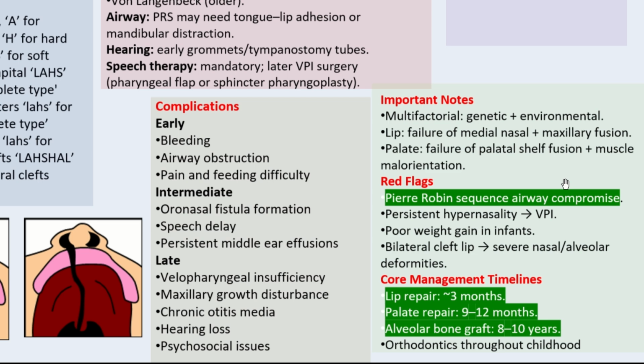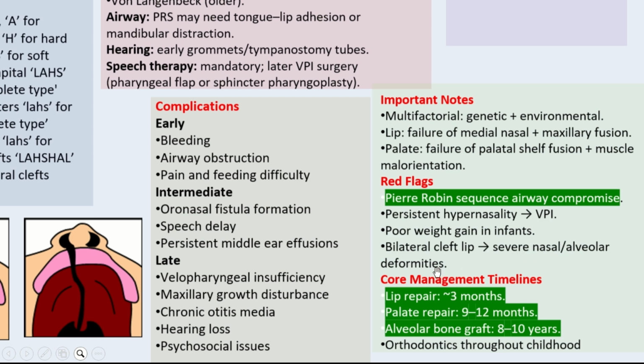Then the red flags: in Pierre Robin sequence, they are going to have airway compromise because of glossoptosis. There's persistent hypernasality, and that is velopharyngeal insufficiency. Poor weight gain is there in infants because of poor sucking. In bilateral cleft lip, there are severe premaxillary or alveolar deformities.